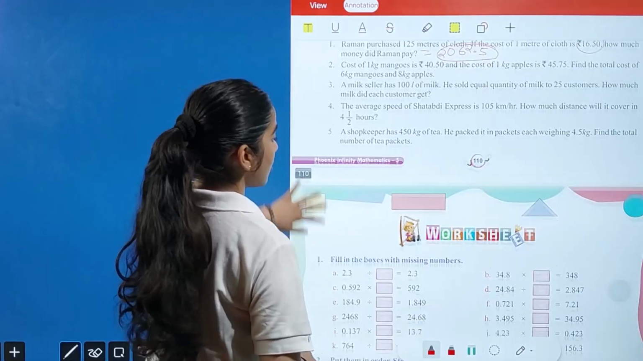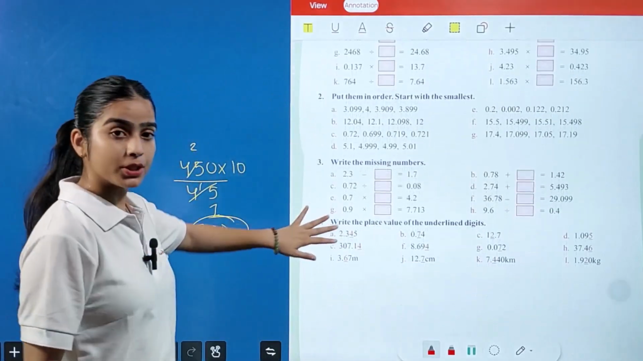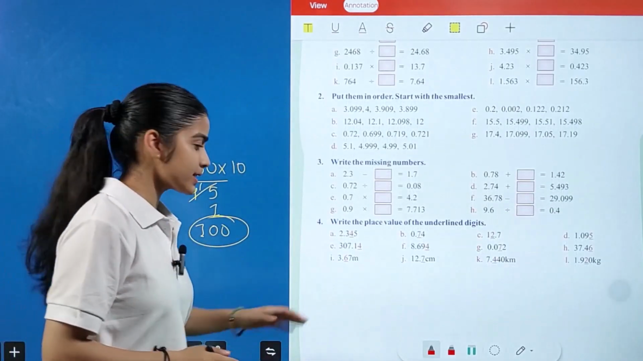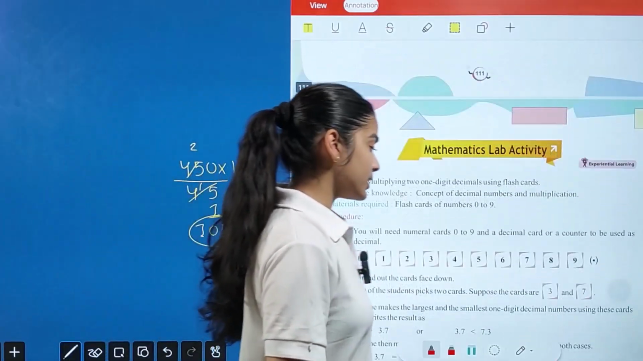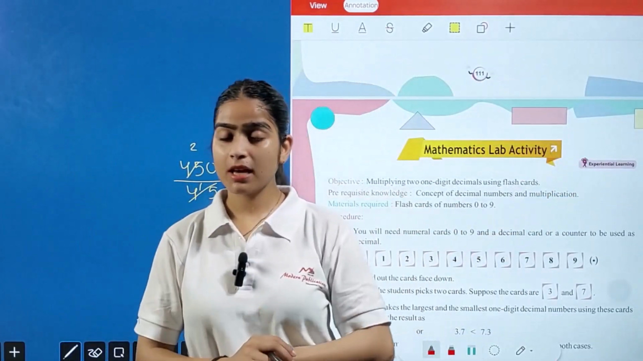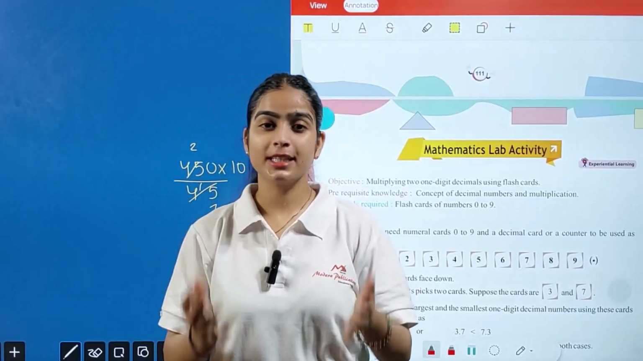Okay. Now you have your worksheet, which has a combination of questions which we already did in the exercise. After this, you have your mathematics lab activity which you have to perform in your maths lab. After this, your chapter ends here.